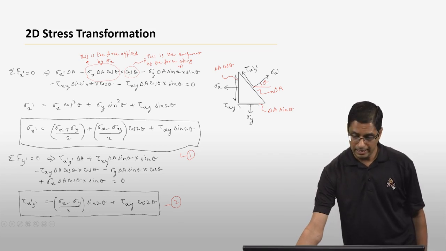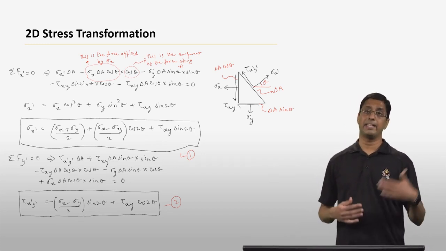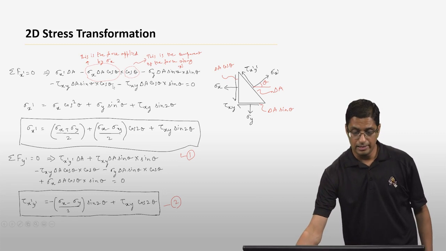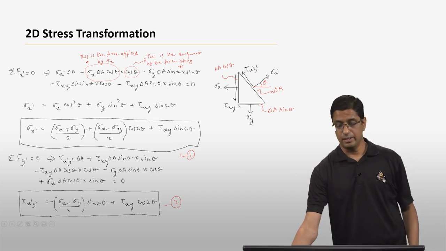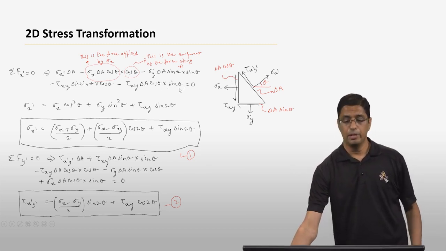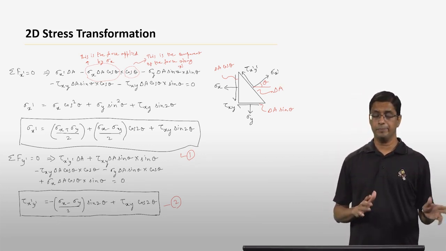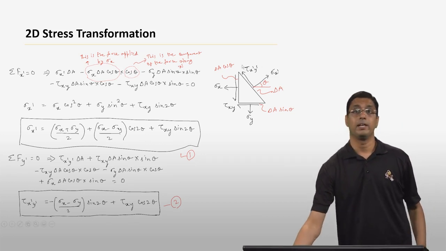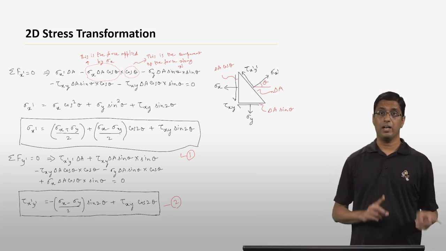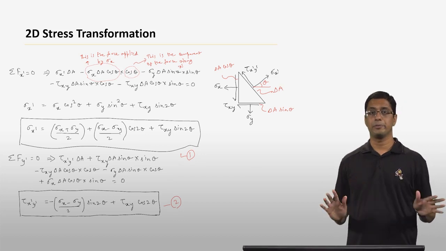Similarly, this tau xy here also has a contribution along the x prime direction. Again, it is negative, so that's why you have the minus symbol in front of it. So that is going to be tau xy times delta A times cosine theta, and the component along the x prime direction is sine theta. Okay, so we have now looked at the contributions of all the stresses along the x prime direction. Note that we didn't talk about the tau x prime y prime stress here, because it is normal to the x prime direction. So it doesn't have a component along the x prime direction. Okay, so we don't have to worry about that.